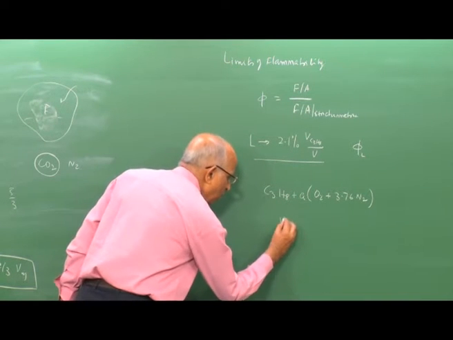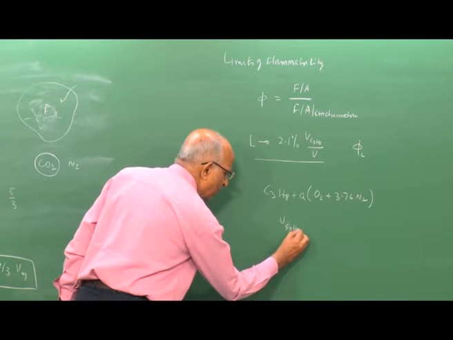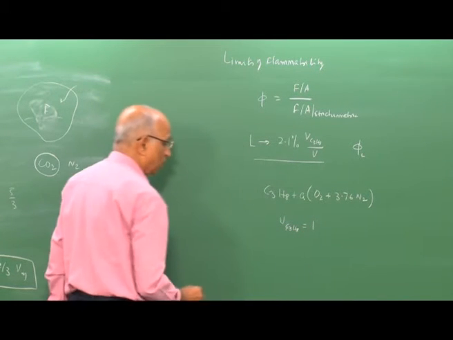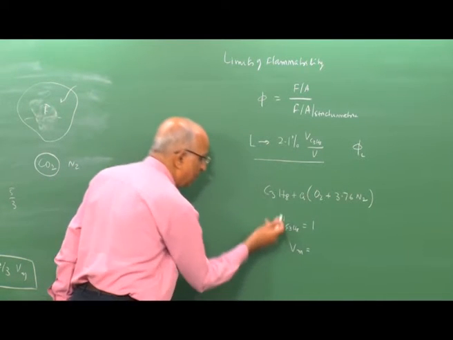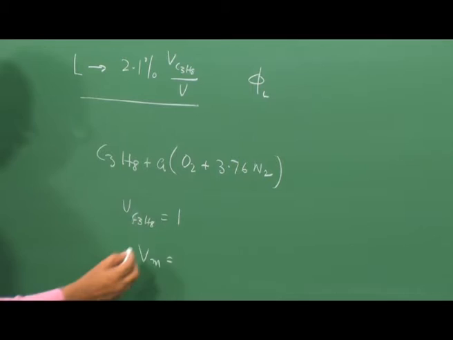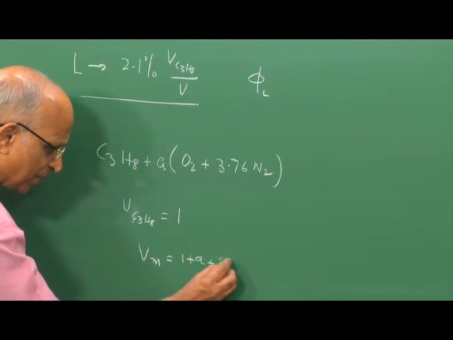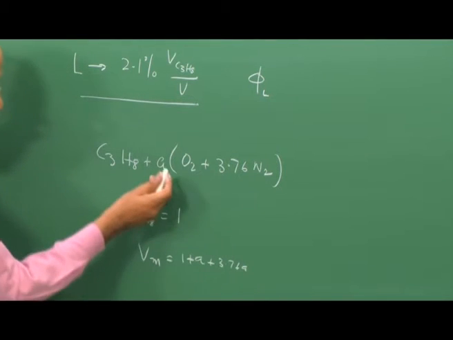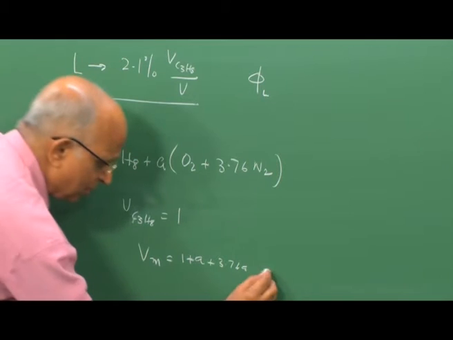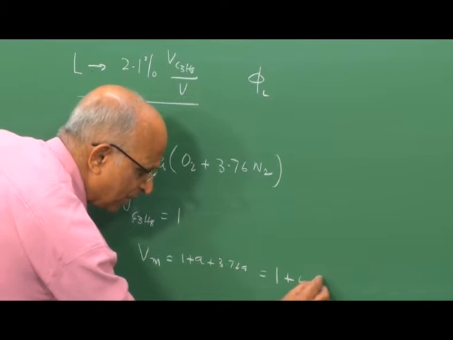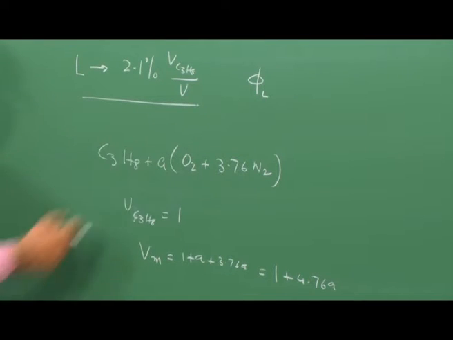Therefore, the volume of fuel, which is the volume of C3H8, the fuel gas, is equal to 1 because the moles is 1. The volume of the mixture is moles plus moles, that is equal to 1 plus A plus 3.76 of A, which is equal to 1 plus 4.76 of A. This is the type of mixture I am getting.